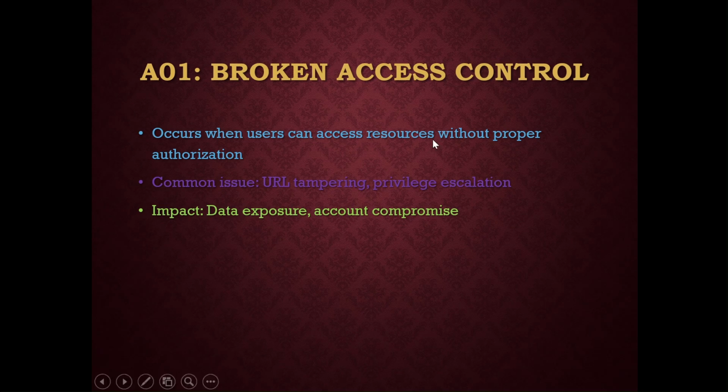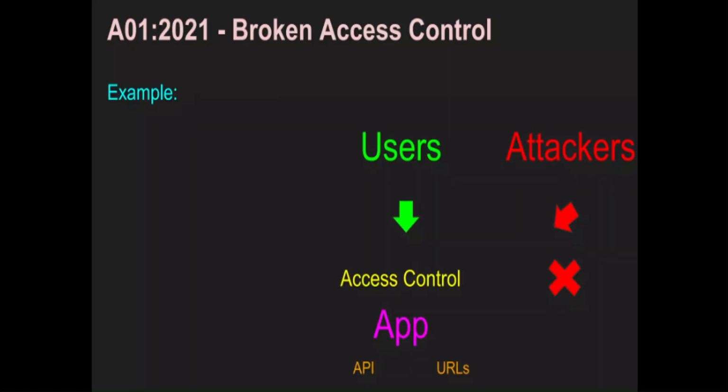How can we prevent this broken access control? Minimize the cross-origin resource sharing, implement monitoring and alerts for admins for suspicious user access, implement rate limiting to prevent brute forcing. Explained in the example, the user is trying to access the application using the access control way.